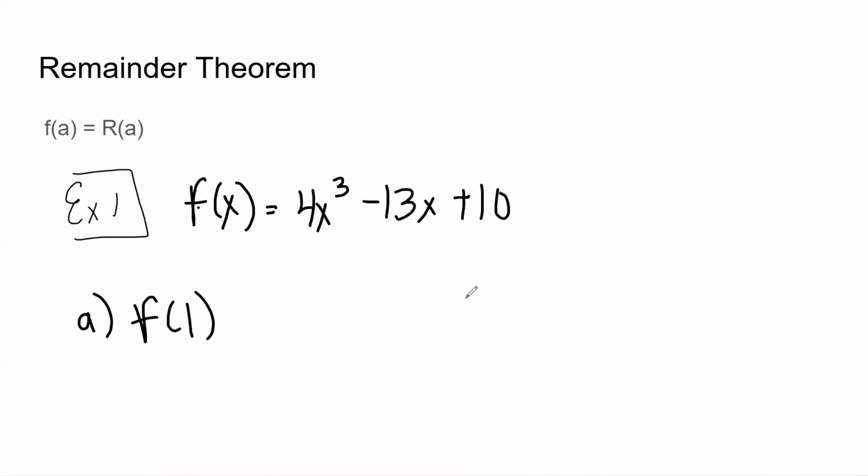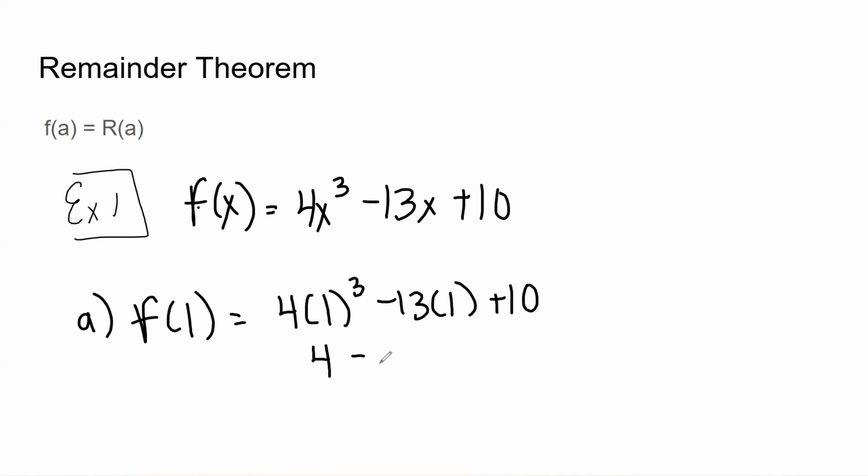Now we could just plug 1 in there, and it's not that bad. So let's actually do that. So that would be 4 times 1 cubed minus 13 times 1 plus 10. So that's 4 minus 13 plus 10. Negative 9 plus 10 is 1. So that wasn't that bad, pretty easy to compute. Let's go ahead and do it with the remainder theorem and see if we get the same thing.